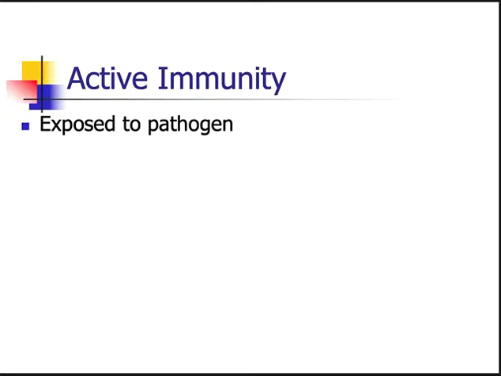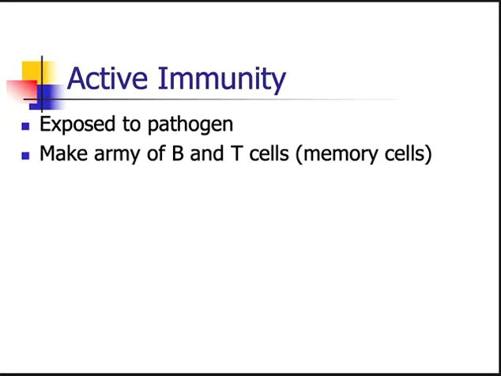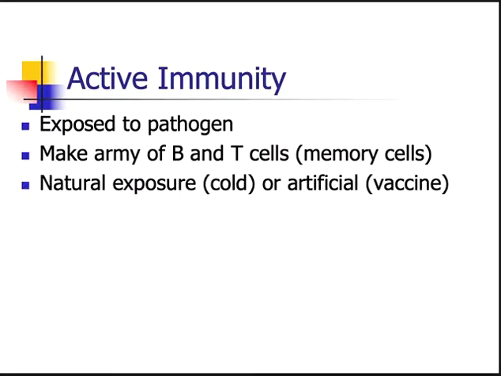Okay, so active immunity refers to when you were actually exposed to the pathogen, like you inhaled somebody's respiratory illness, hopefully not COVID-19, but like a cold or a flu. And so now you have that pathogen in your body, and your body responds by making an army of B cells. They're also going to make an army of T cells, which we will talk about next. So that's a natural exposure to a cold. But you could also have an artificial exposure, which would be your vaccine, which is only antigen, no risk of getting sick.